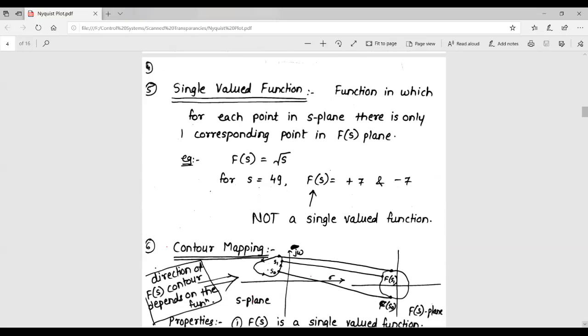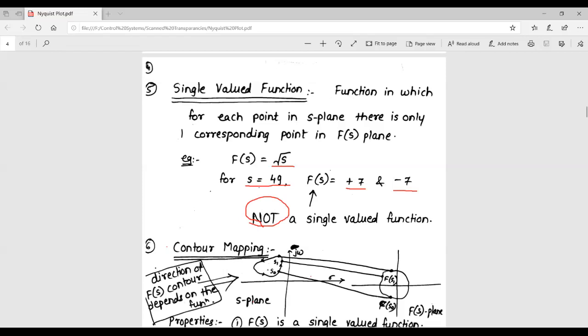Okay, so what is a single valued function? Consider the example, look at the example given. F of S is equal to under root of S. Now suppose the value of S is 49, you substitute S here. So under root of 49, you either get plus 7 or minus 7. I mean, there are two possible values of f of S. And so this f of S is not a single valued function.